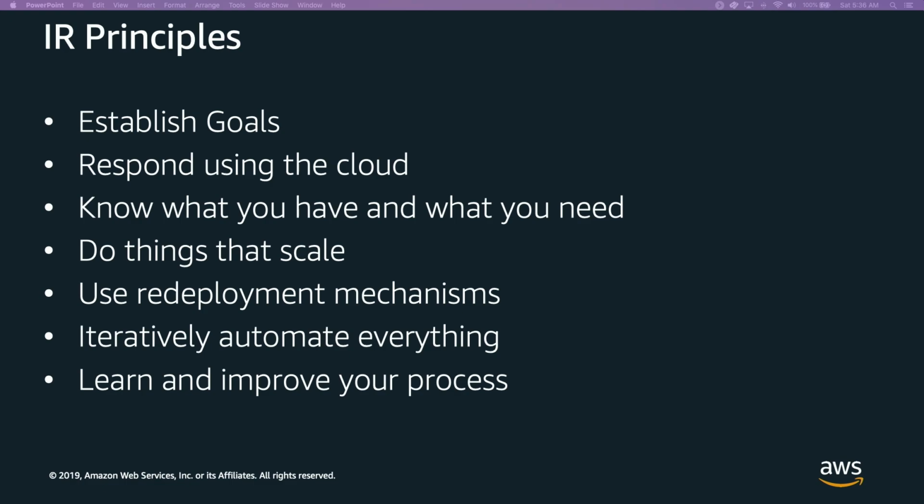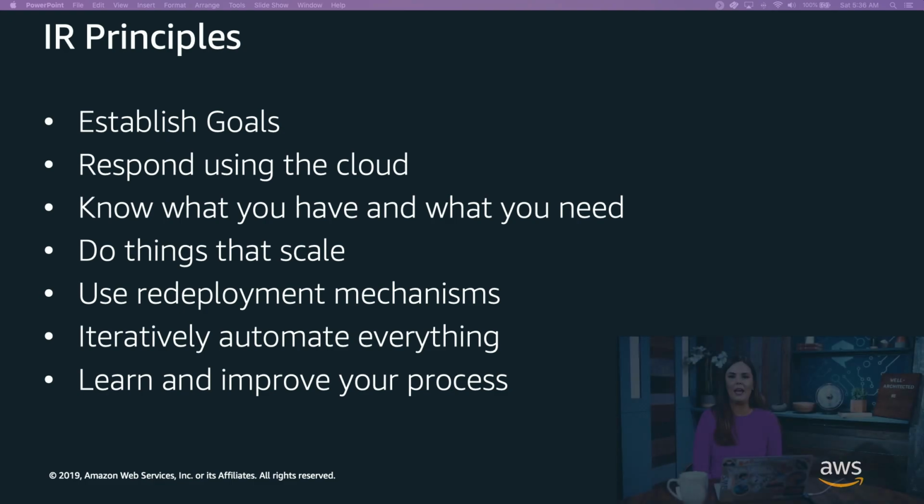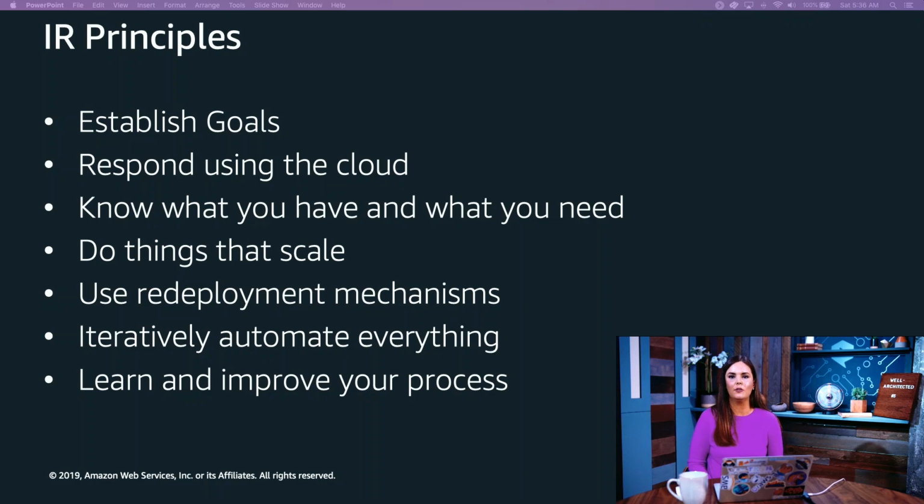Do things at scale. So we're not operating on an on-prem environment necessarily with AWS when we're doing our incident response. If we're doing it for AWS, what we have is the ability to actually have auto scaling, be able to isolate specific instances, and be able to do things that scale. Use redeployment mechanisms. As you saw in a couple of the labs that we did earlier, we use CloudFormation. CloudFormation is a really powerful tool to have redeployment. So is auto scaling.